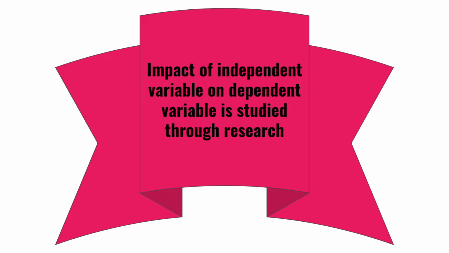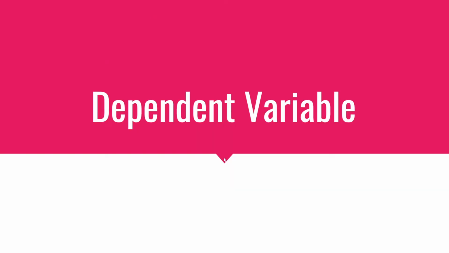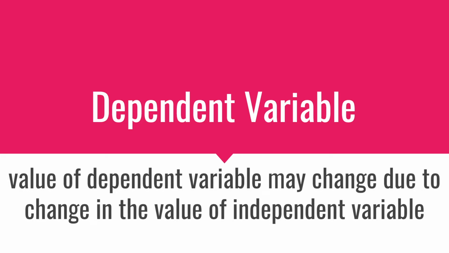Generally, the study of the effect of the independent variable on the dependent variable is done through research, or study of dependent variables in relation to the independent variable. This is all about the independent variable. Now, the dependent variable. The variable which can change due to a change in the value of some other variable is called a dependent variable. In other words, such a characteristic is called a dependent variable for which different values can be obtained in relation to the change in the independent variable.